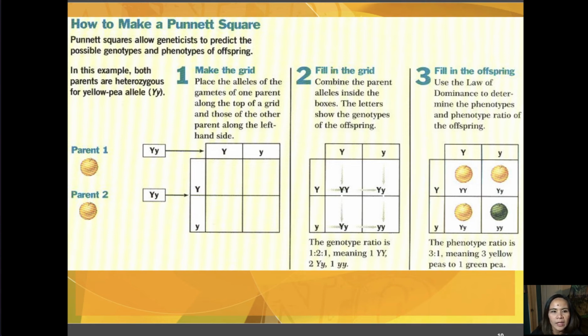This is where we place all the alleles of the gamete from one parent along the top of the grid and those of the other parent on the left-hand side. As soon as you have segregated them, you combine the parents' alleles inside the boxes, and the letters show the genotypes of the offspring, as you can see over here. We're going to get to know more about this. And in order for you to make sense of it, the law of dominance is followed in order to determine the phenotypes and the ratio of offspring in this cross in a Punnett square. But we're going to get to that in detail later.